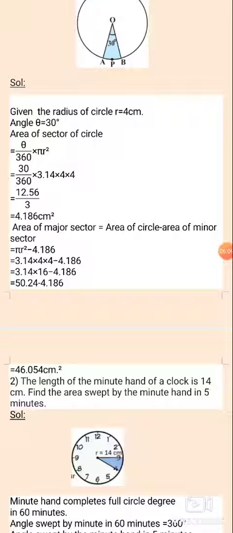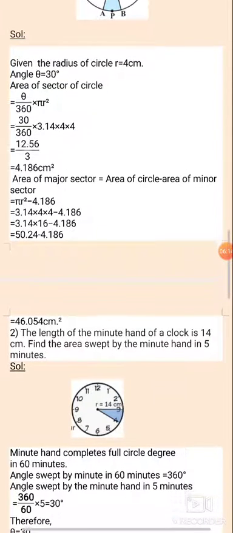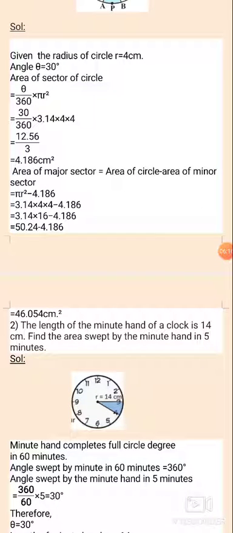Now, the angle is not given. So, first we want to find out the angle, the sector angle. Now, the minute hand completes a full circle, 360 degree, in 60 minutes. That is in 1 hour. Angle swept by the minute hand in 60 minutes is 360. Now, angle swept by the minute hand in 1 minute is 360 by 60. In 5 minutes, you need to multiply by 5. So, 360 divided by 60 is 6. 6 into 5 is equal to 30 degree. So, here the sector angle is 30 degree and the radius is 14.